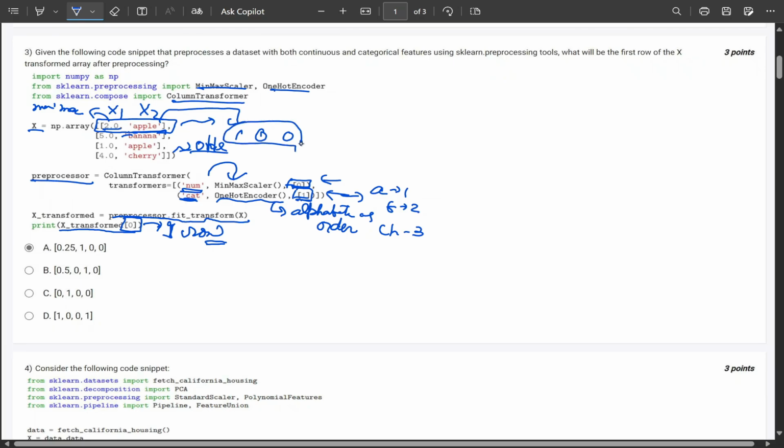So here let's see which options match that. 1 0 0 1 0 0. These two options fail, right? So we can't use those for our one hot encoding. Now the main question is, will this be 0.25 or 0?